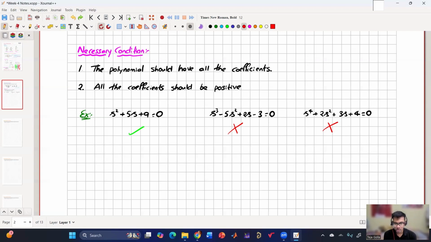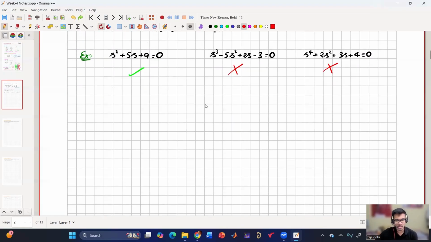Now we will apply the Routh Hurwitz criterion. If the necessary condition has not been met, then we can straight away say that there are a few poles on the RHP side, so the system is not stable. Okay, so now coming to the Routh Hurwitz criterion. I'll give one generic example, then we'll solve more problems.